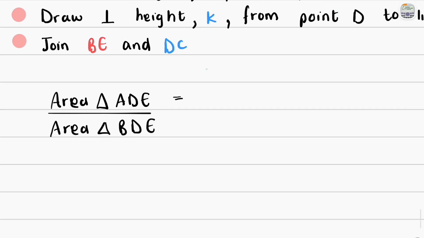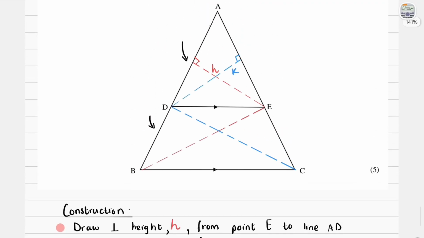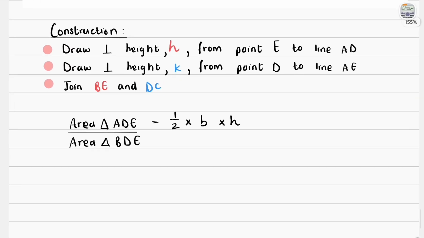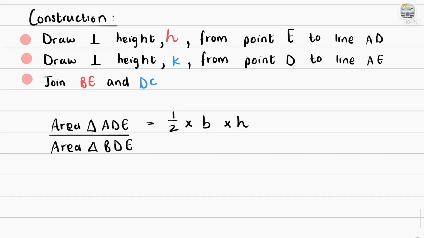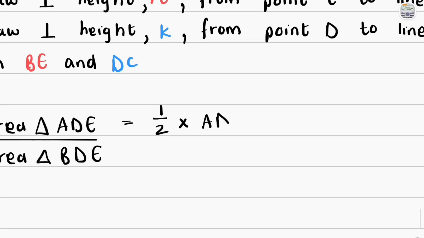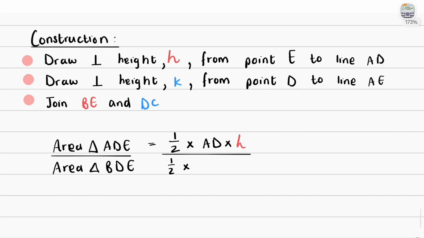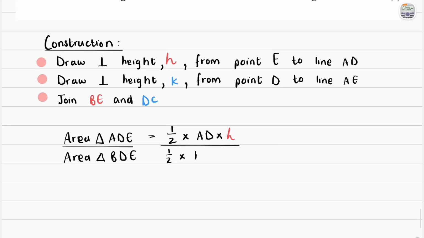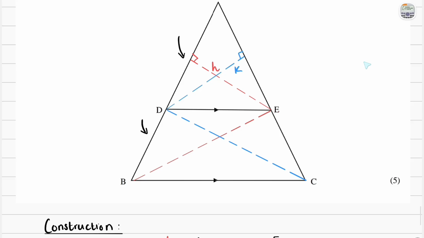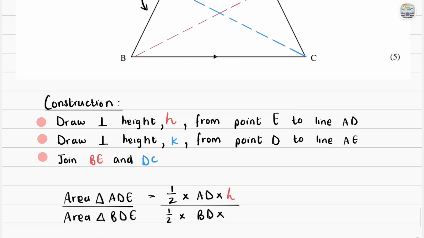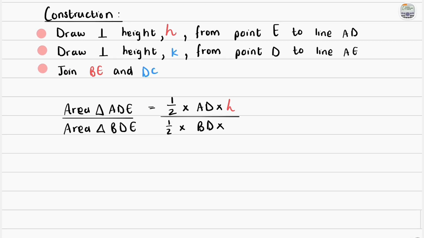And this is equal to, so the area of a triangle is equal to half multiplied by the base multiplied by the height. So in the triangle ADE, looking at AD as the base, that's the base, and the height is H. Okay, so multiply by AD multiplied by H. And this goes over the area of this triangle, which is a half, multiplied by its base, and we can see that that base is BD, and then multiplied by the height, which is also H. Okay, they have the same height. So we also say over H.